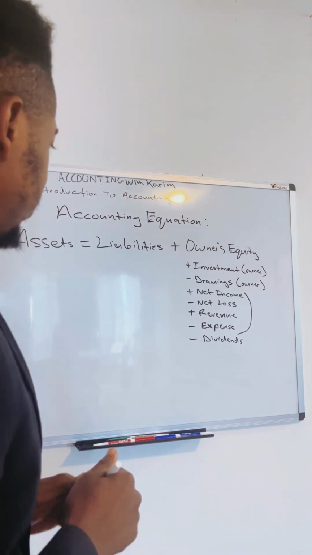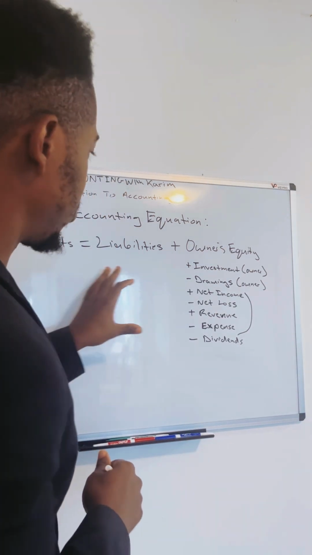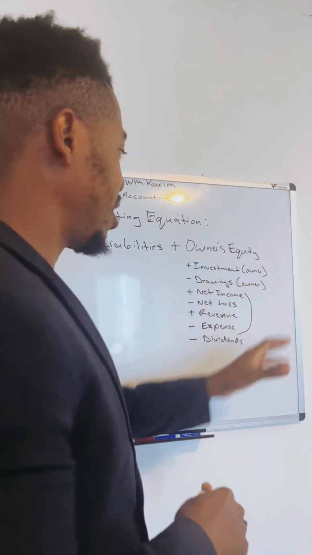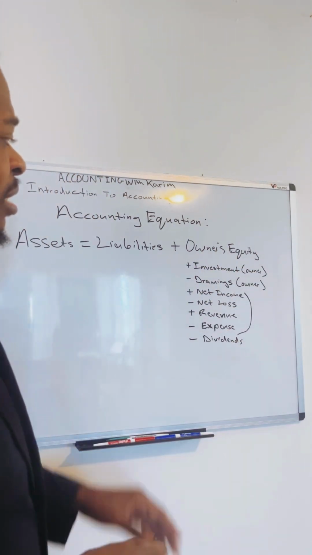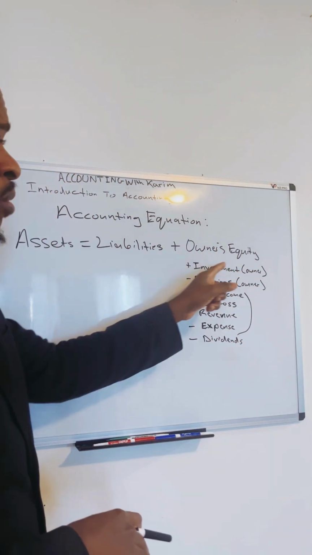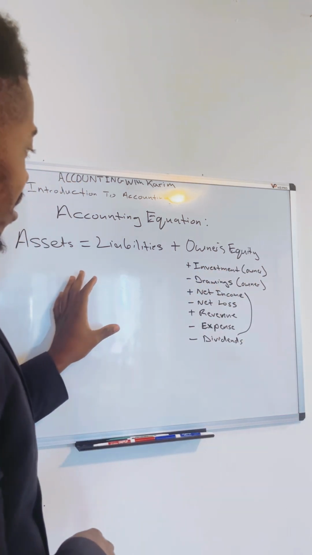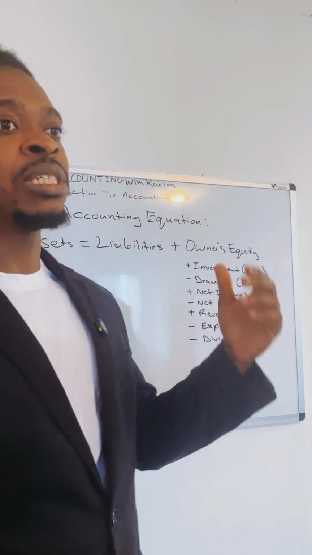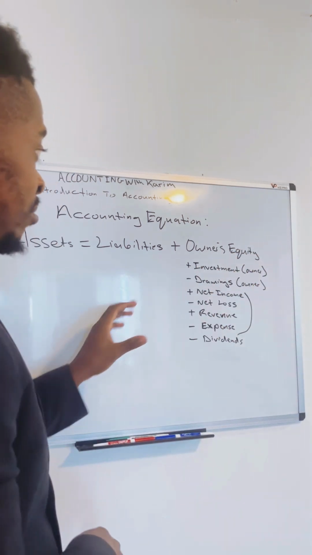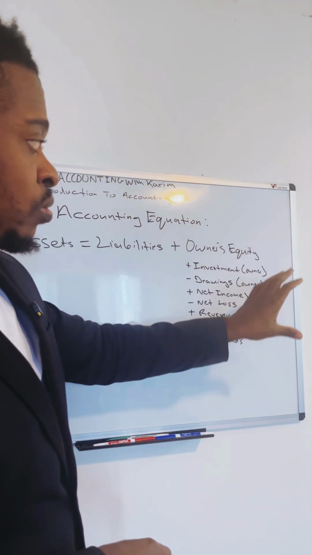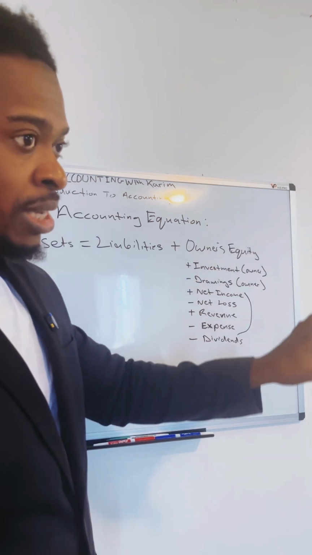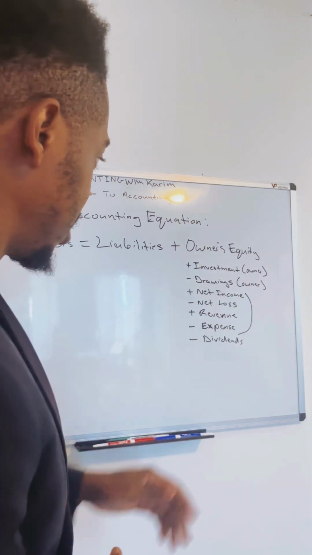For this one, it says assets equal liabilities plus owner's equity. And it's not a coincidence that we have liabilities before owner's equity. So if the company goes bankrupt, the creditors have first claim against total assets before owners do. So owners have residual claim against total assets, right?